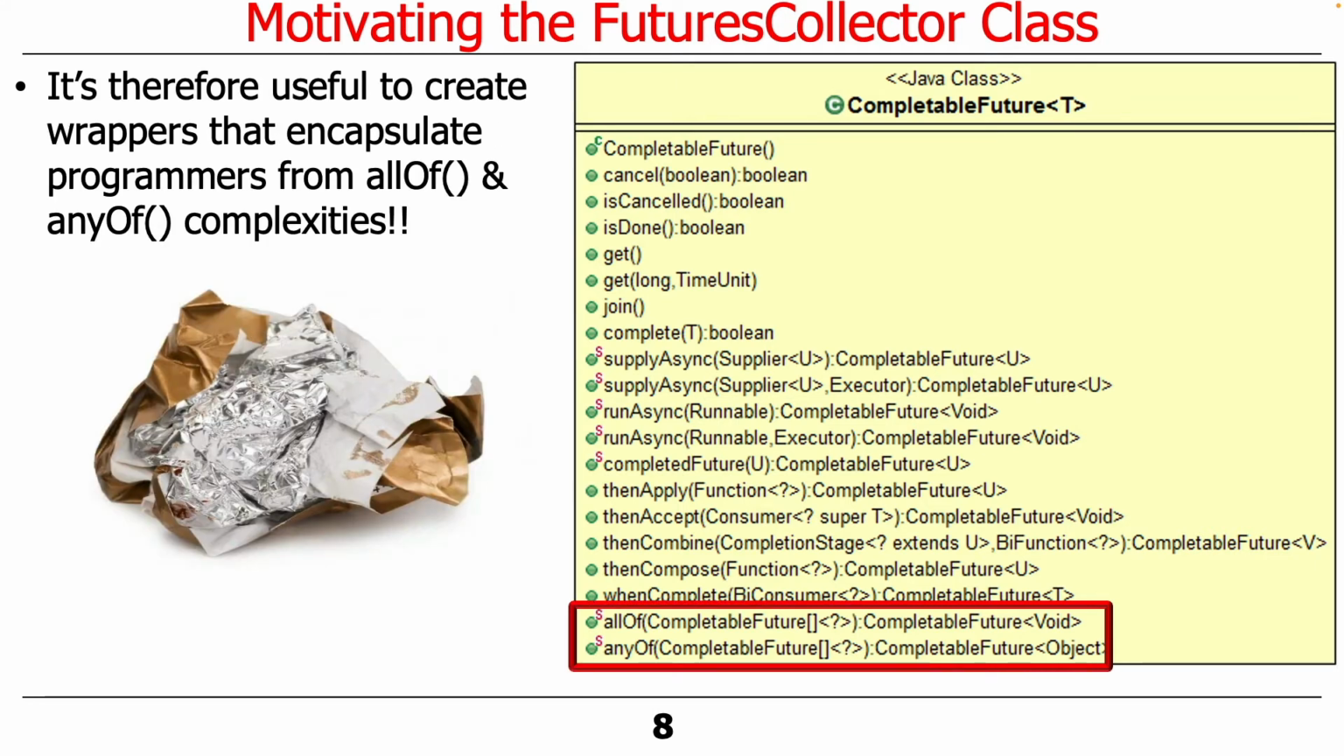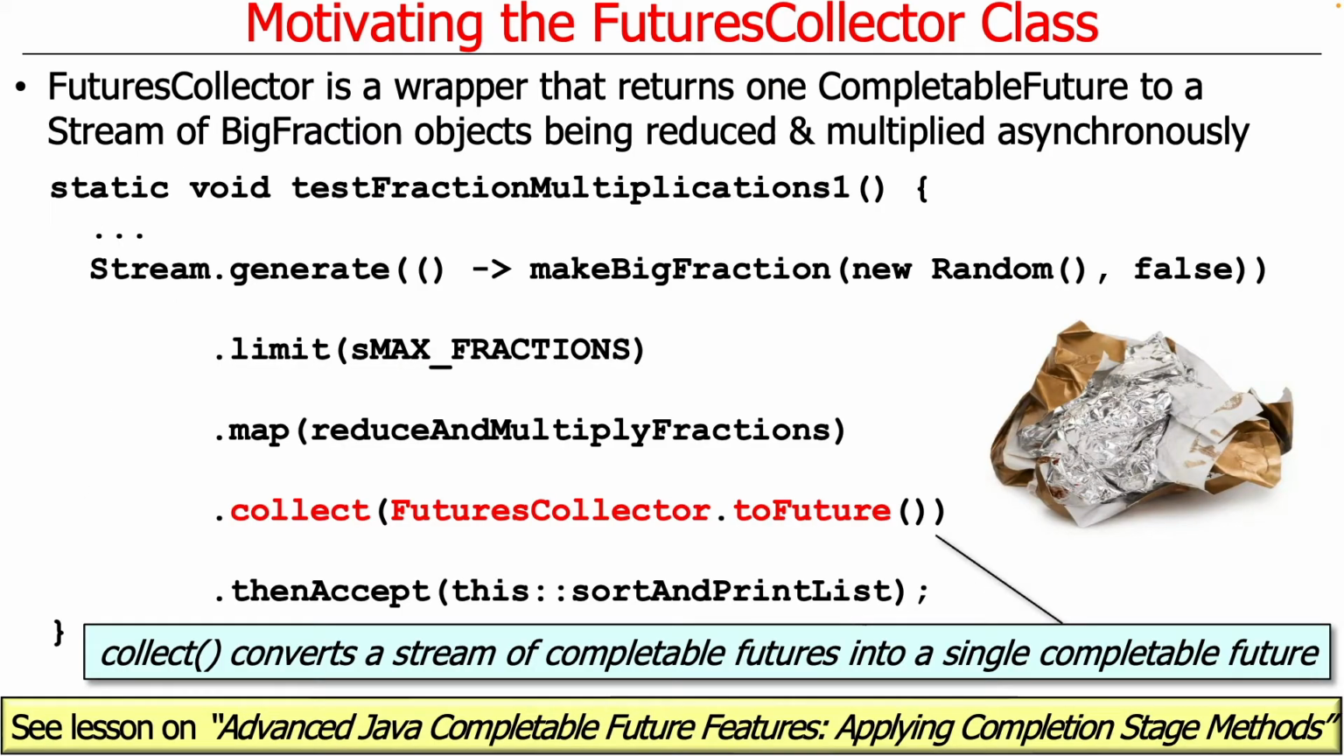So, because of these complexities, it's often useful to create a wrapper, a candy bar wrapper, that protects programmers from the accidental complexities of allOf and anyOf, whether they're intended or not, just to make them easier to deal with. So to do this, we're going to define a class we call FuturesCollector. That's a wrapper that returns one completable future, in this particular case, to a stream of BigFraction objects that are being reduced and multiplied asynchronously. And actually, I take it back. It returns a completable future to a list of BigFraction objects. There's another variant that returns a stream of BigFraction objects, and we'll take a look at that later.